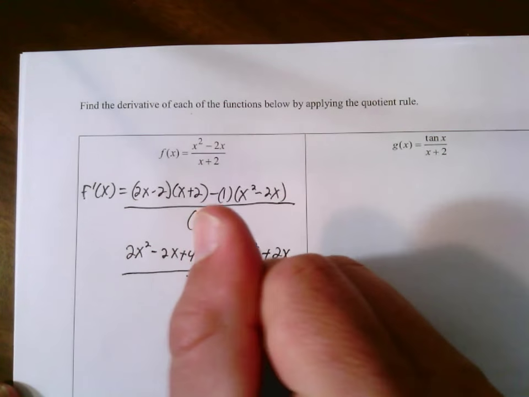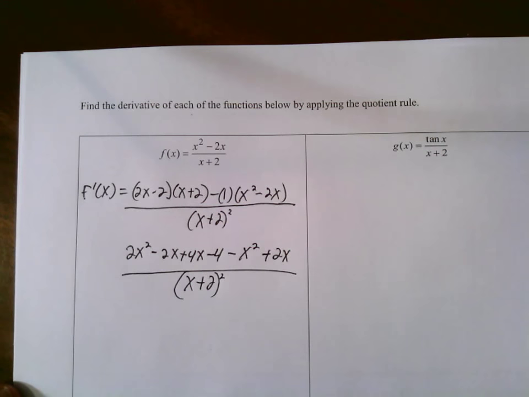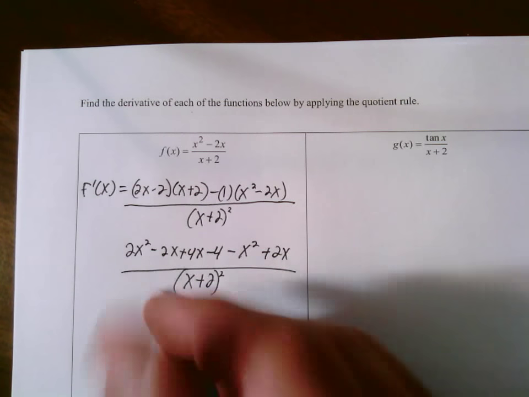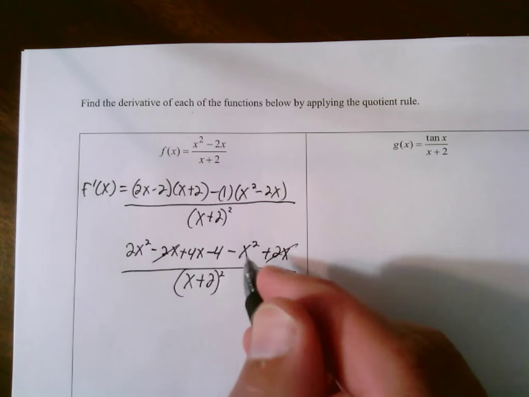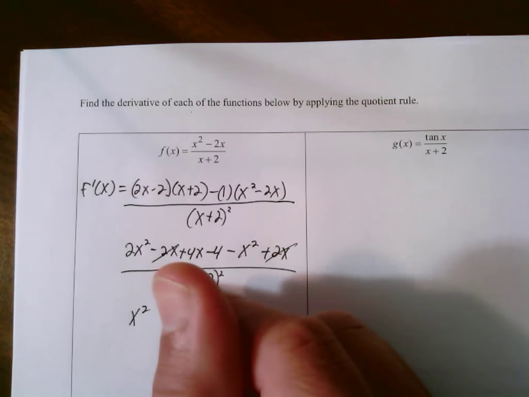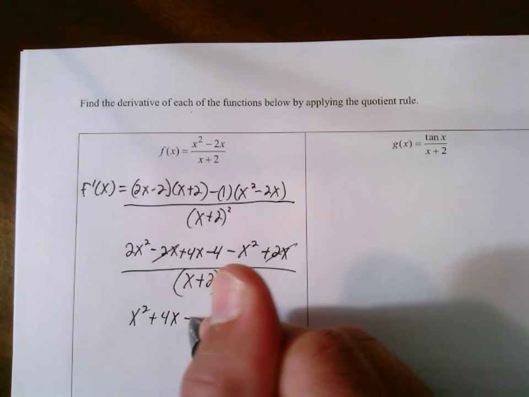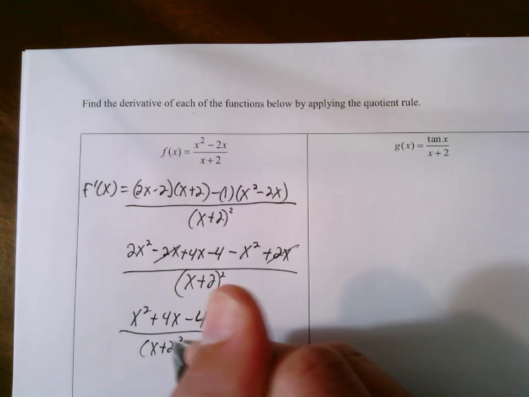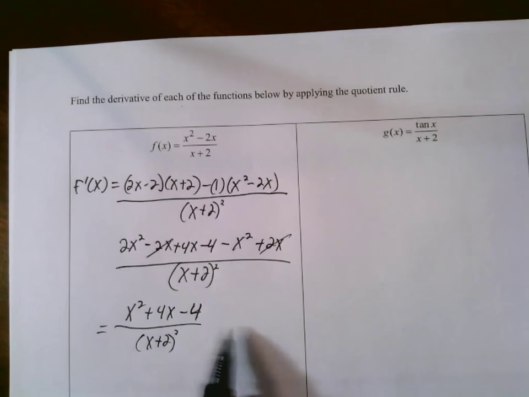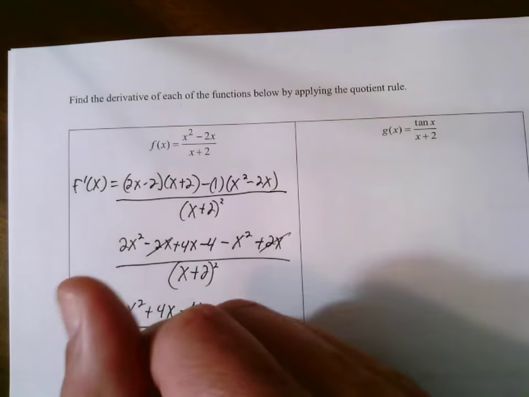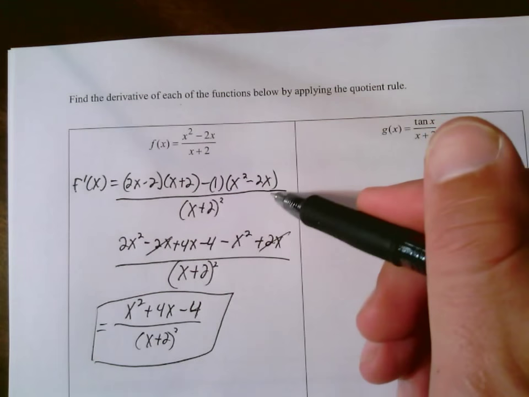Not all of these will simplify. You're not going to see me simplify often. 2x minus 2x goes away. I get x squared plus 4x minus 4 all over x plus 2 squared. I bet, let's see, the top factors into, no, the top does not factor. So that's why we really didn't need that step.